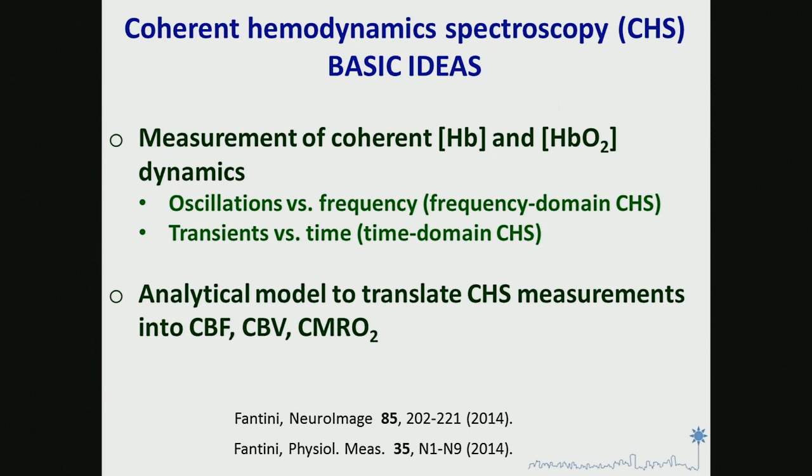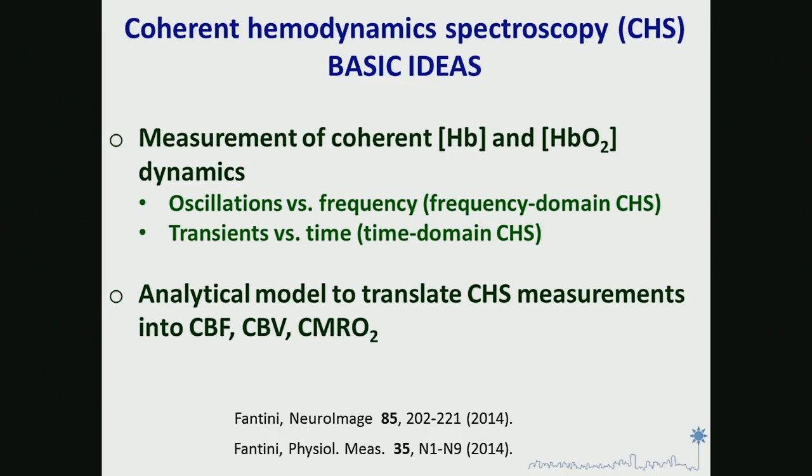The idea is to perform measurements of coherent dynamics of oxy and deoxyhemoglobin concentrations, which we measure routinely with NIRS. This can be oscillations as a function of frequency, that's the frequency domain CHS, or these can be measurements of transients as a function of time, and this is time domain CHS. Oscillations are present or can be induced. Transients can be associated with challenges or with functional activation. So even on its own, these measurements will provide information about the hemodynamics in the brain, and this information could be correlated with physiological or pathological states.